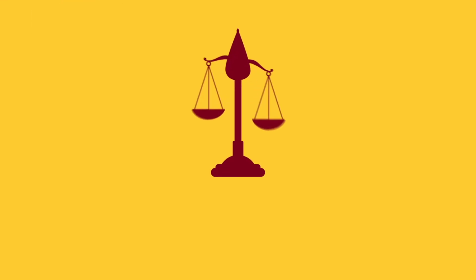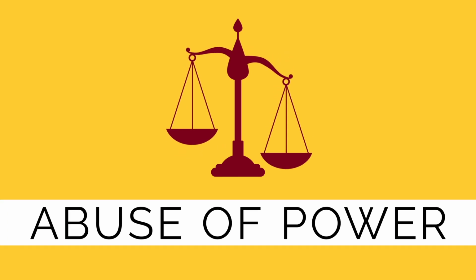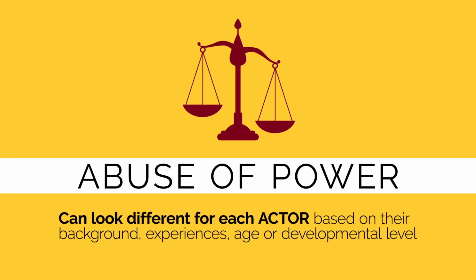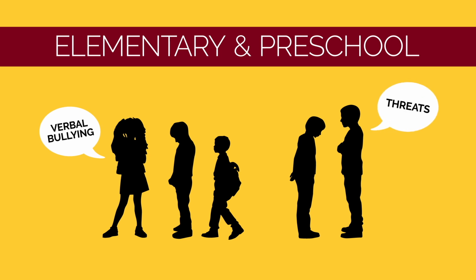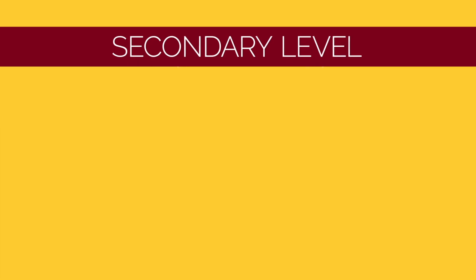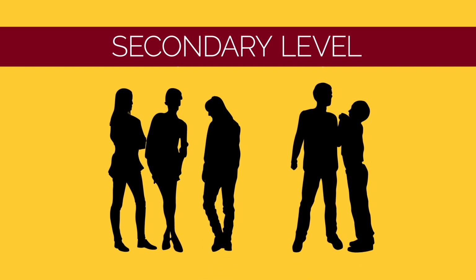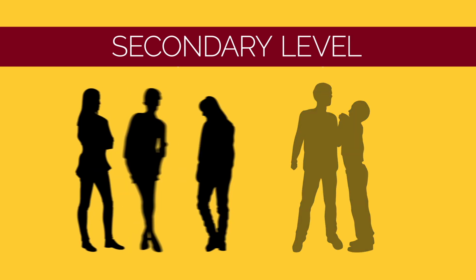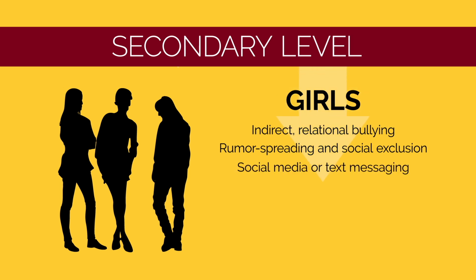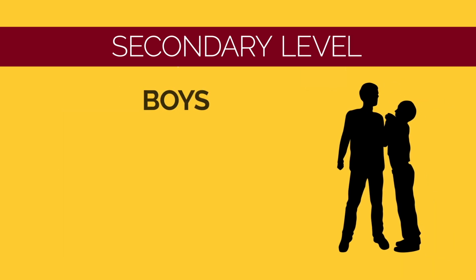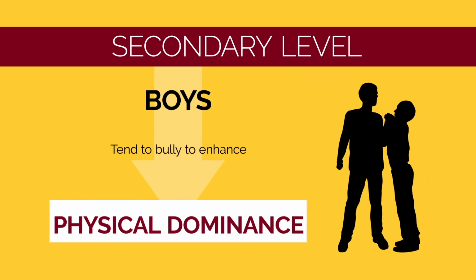In general, bullying is about the abuse of power. This can look different for each actor based on their background, experiences, age, or developmental level. For example, elementary and preschool age children often use verbal bullying or threats more frequently than physical bullying. At the secondary level, we start to see differences between the way boys and girls engage in bullying behavior. Girls are more likely to participate in indirect, relational bullying, such as rumor spreading and social exclusion through the use of social media or text messaging to enhance their social status. Boys, on the other hand, tend to bully to enhance their physical dominance.